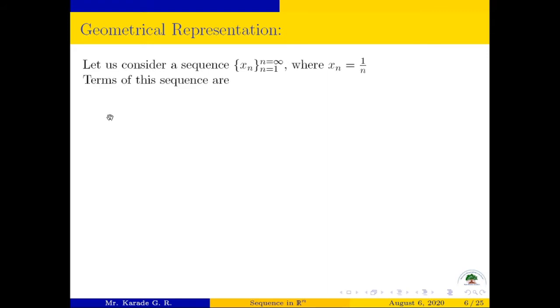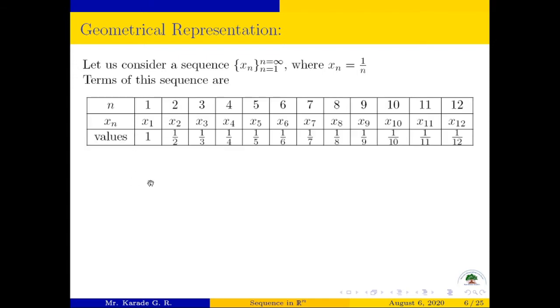Okay, so we represent one convergent sequence of real numbers geometrically. Let us take one sequence xn, n equal to 1 to infinity, where xn is equal to 1 upon n. Here we write some terms of that sequence and we plot all these terms on the real line, and we observe the behavior of that sequence. Here are some terms I have written for n equal to 1, 2, 3, and so on. The terms of the sequence are x1, x2, xn, and the values of these terms are 1, 1 by 2, 1 by 3, and so on.